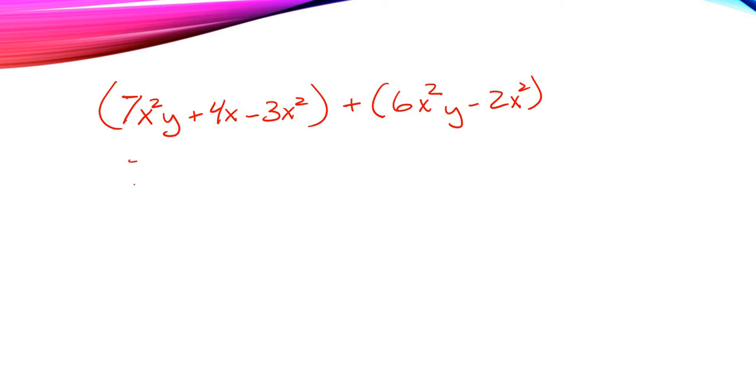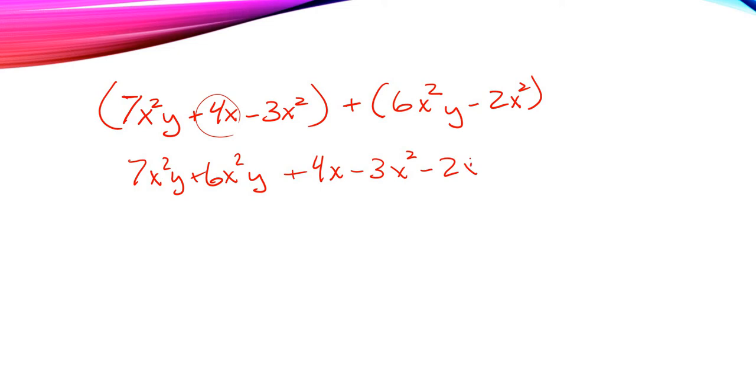Okay, gathering like terms, 7x squared y plus 6x squared y. The 4x, there is no like term to go with it, so I'm just going to keep it as itself, nothing to add to it. And then my negative 3x squared minus another 2x squared. So again, like terms, 7 plus 6 is 13x squared y. Again, the 4x. And negative 3 minus 2 is negative 5x squared. So I hope that's what you got.